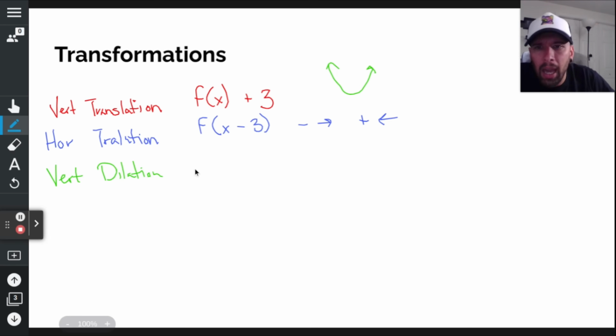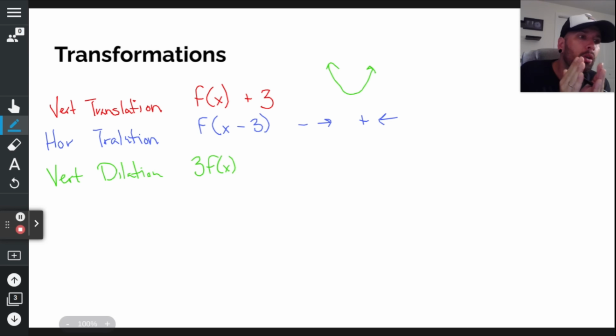The way you do that is you take some number and you just multiply it to your whole f of x. And what that looks like in this case is this gets skinnier. It's also called a stretch because if it's a vertical dilation, it's as if you were to take your parabola and grab it from the top and pull it. And so that's the vertical dilation.